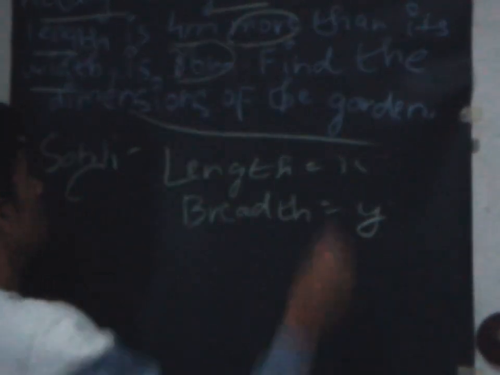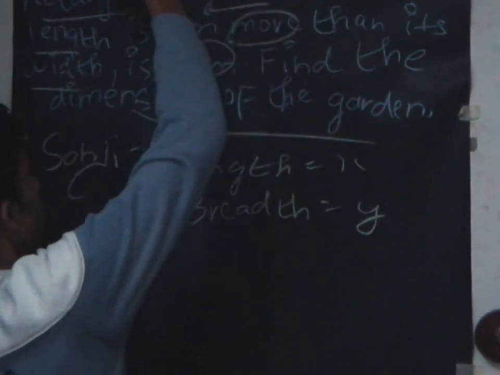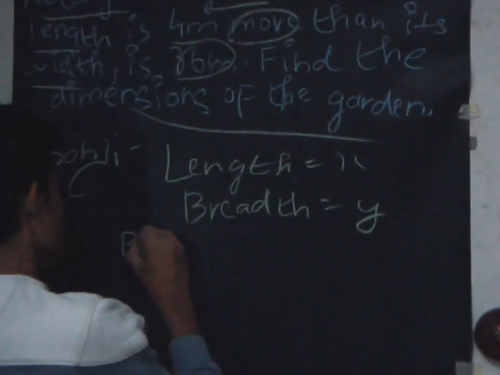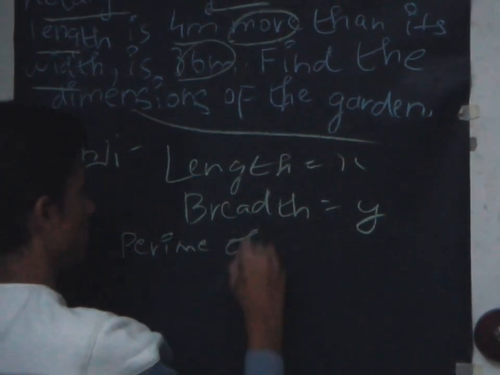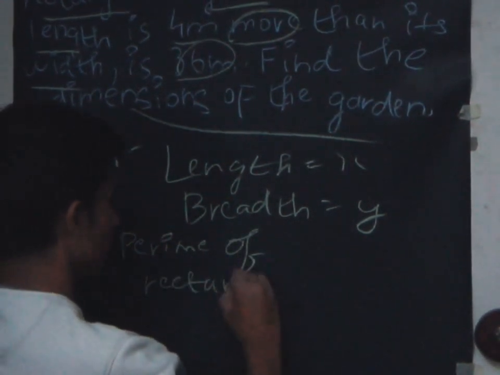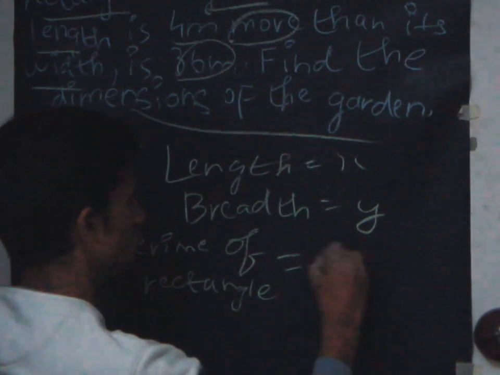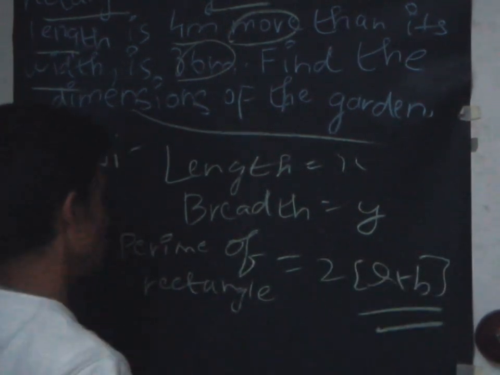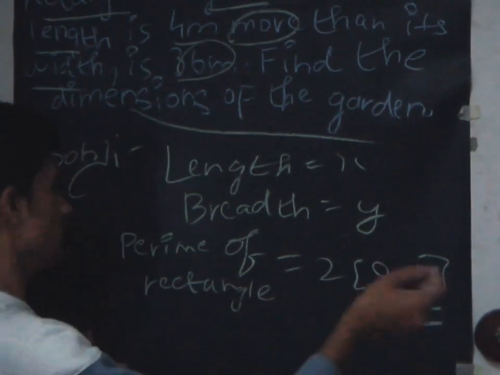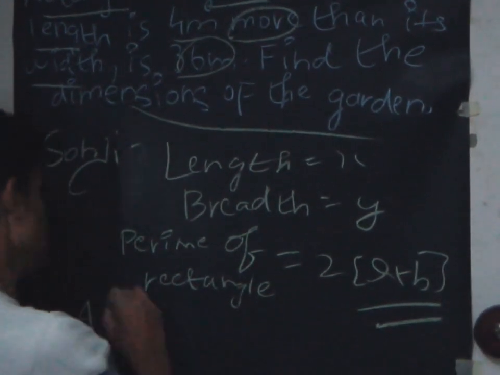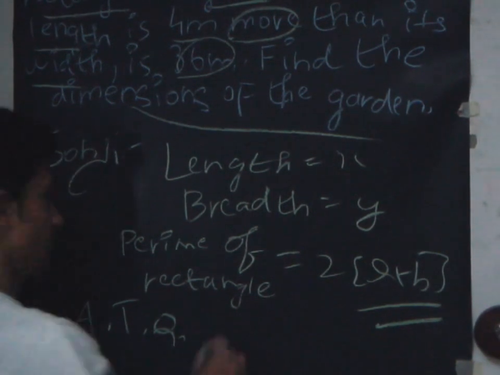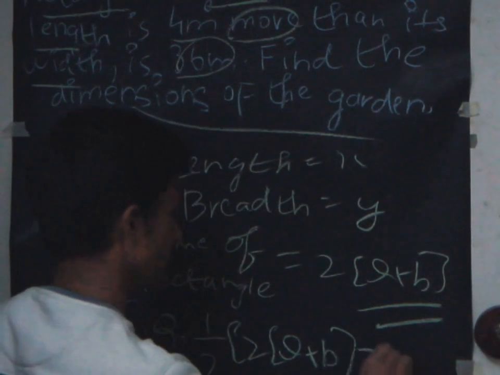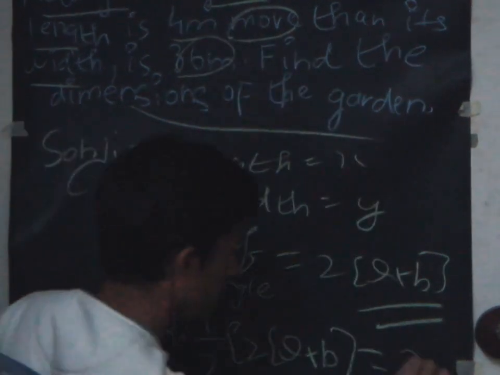The perimeter is given. We all know the perimeter of a rectangle is equal to 2 into (L plus B). But they have given the perimeter, so according to the question, 2 into (L plus B) is equal to what? 36, they have given.